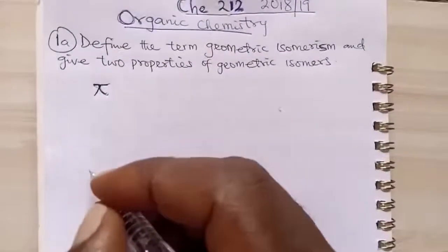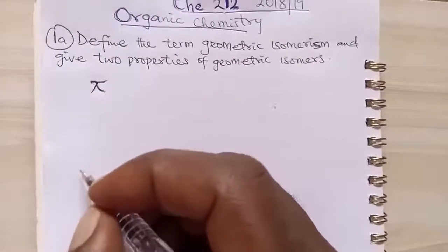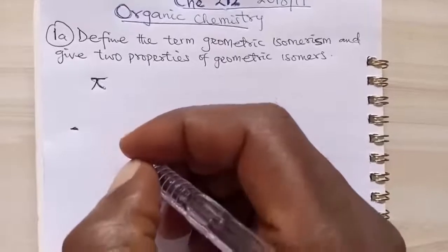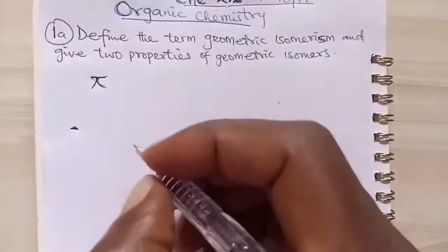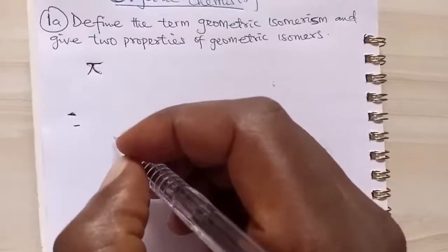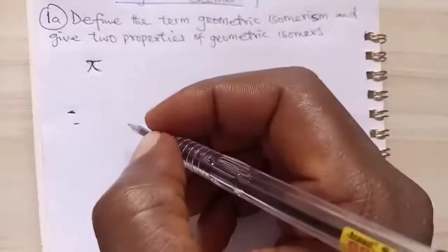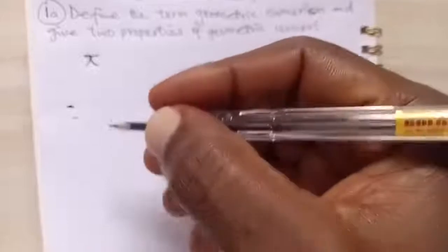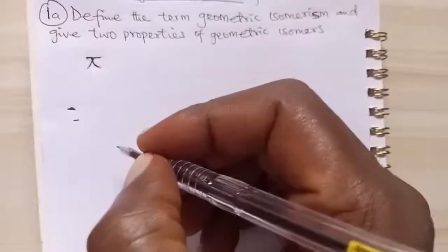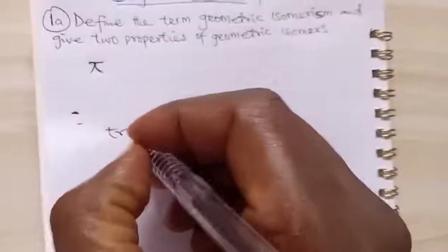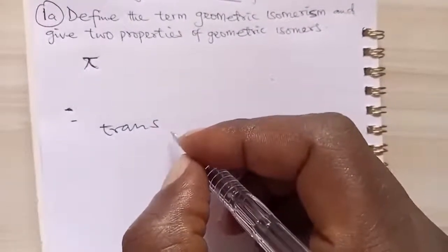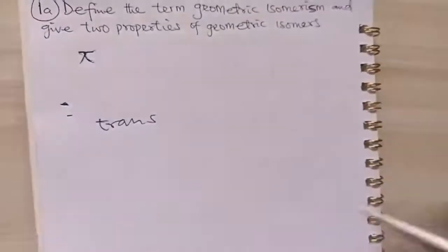Now, for the properties of geometric isomers. Number one is that they are stereoisomers because they have the same structural formula, but different spatial arrangement of atoms. The second one is that they have different physical and chemical properties and can be separated by conventional techniques like fractional distillation, gas chromatography, and so on. The third one is that in the trans form, the molecules are closely packed. Because of that, the trans isomer is more stable and has higher melting points.